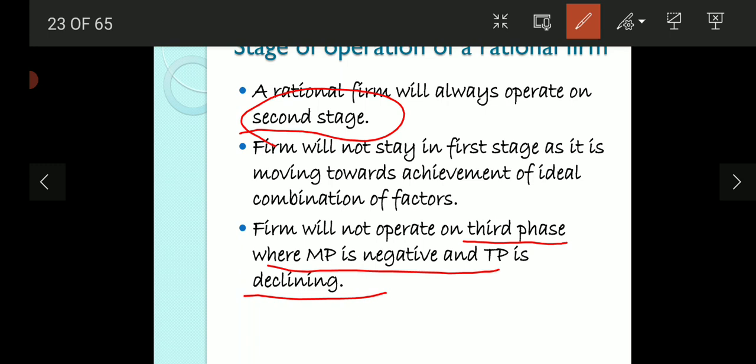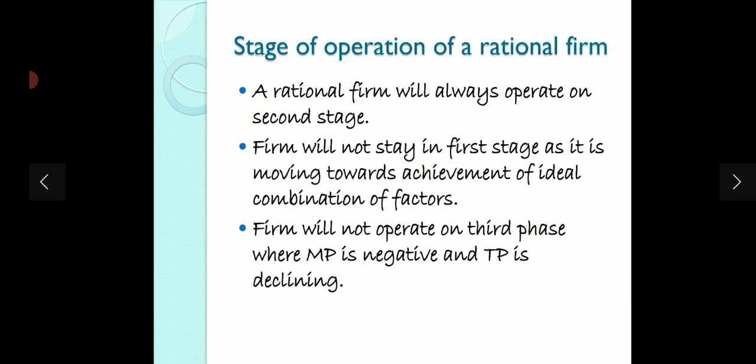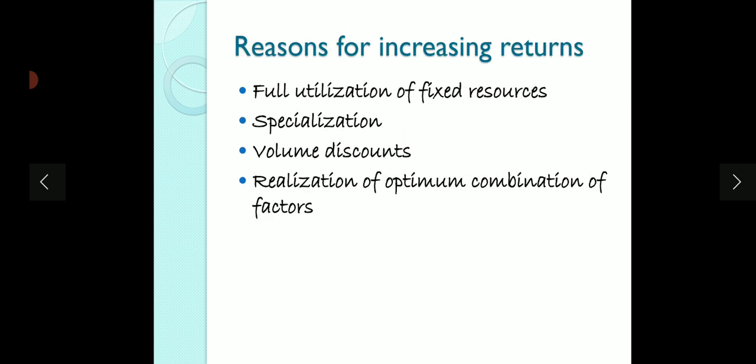In the first stage, the returns are increasing. Right? So a firm will not settle there. Although in the second stage, I know the returns are diminishing, but still the returns are positive. So till the point the returns are positive, the firm continues to operate. And that happens in the second stage of production. So every rational firm will operate in the second stage.